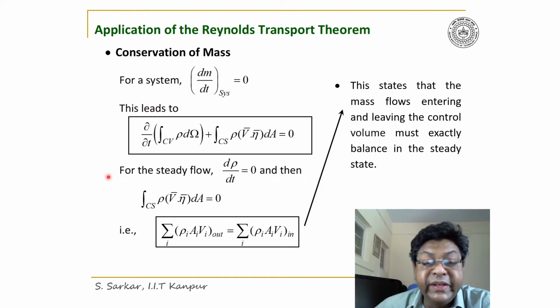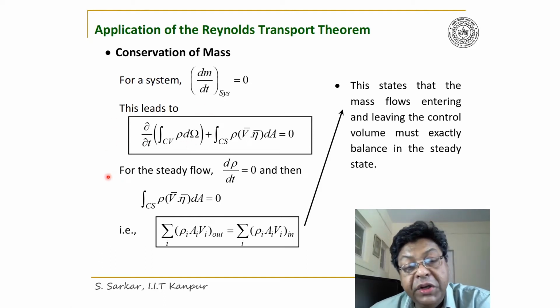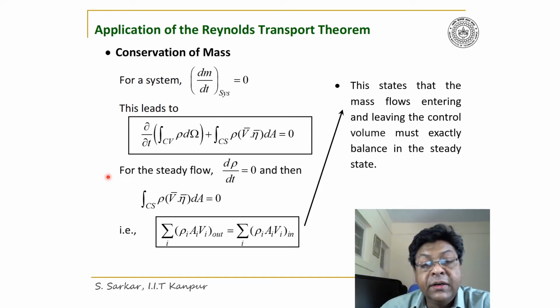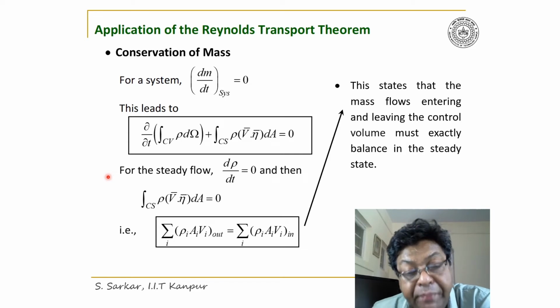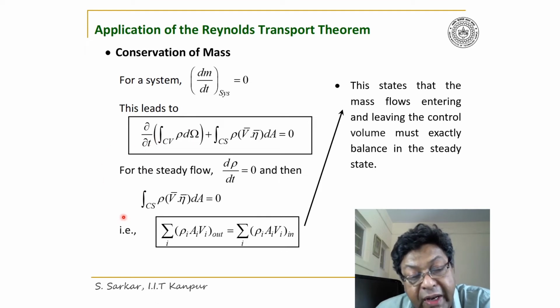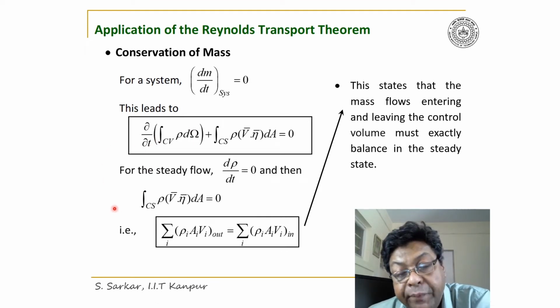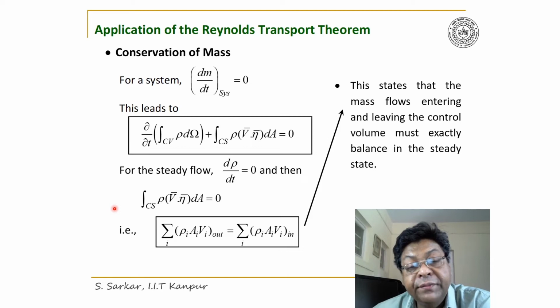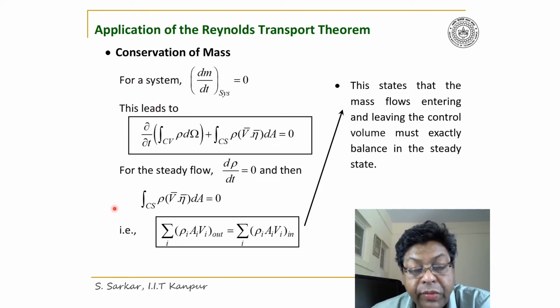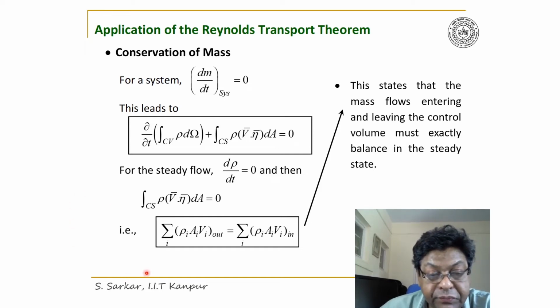For the steady system, d rho/dt is equal to 0. So this part goes to 0. Then I'll have surface integral of rho v dot eta dA is equal to 0, which leads to the equations.